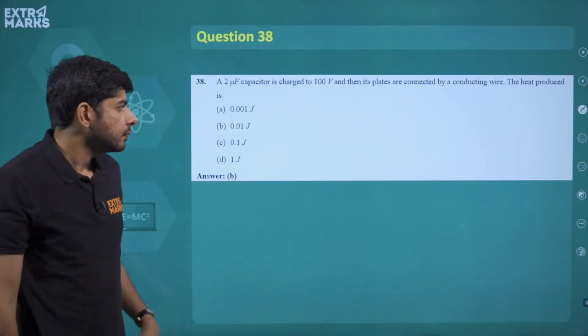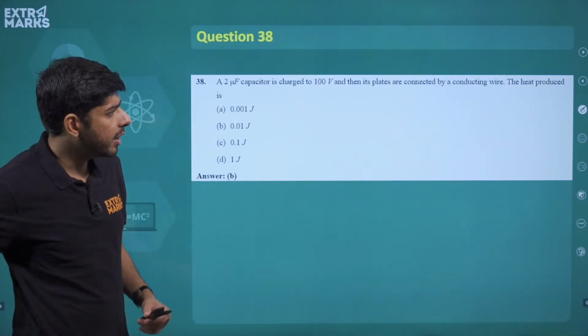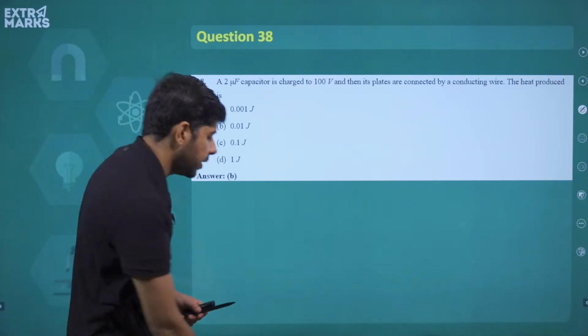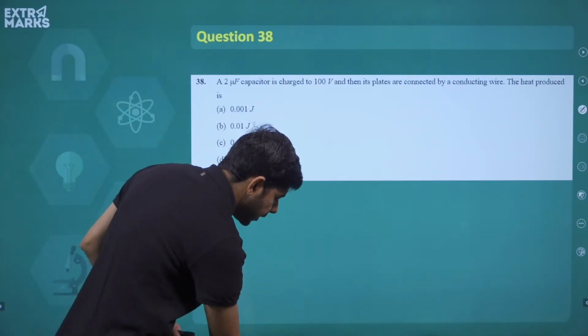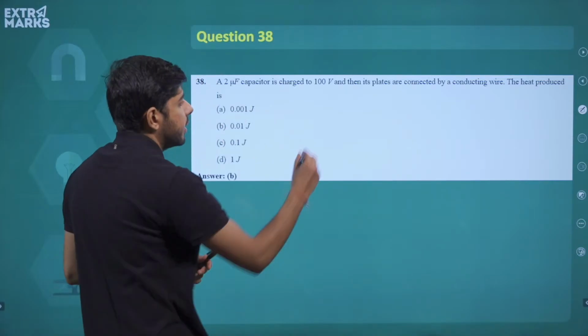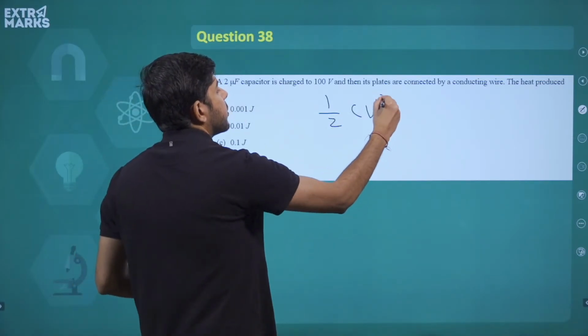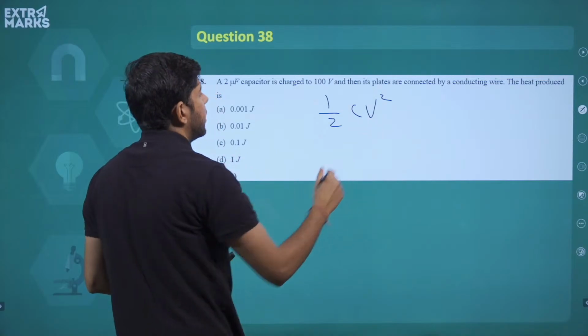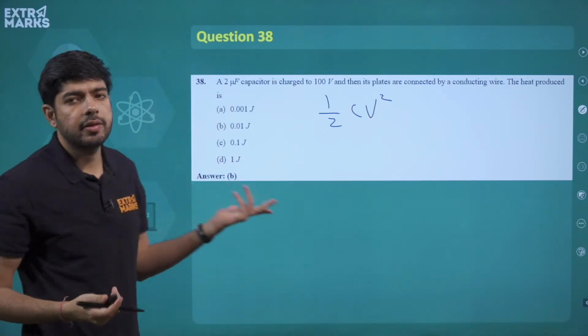Alright. Next one, very simple, heat guys. Heat is half CV square. That is the formula of energy or heat in a capacitor, and that is half CV square. So put the values, V is 100 and C is also given. So very simple.